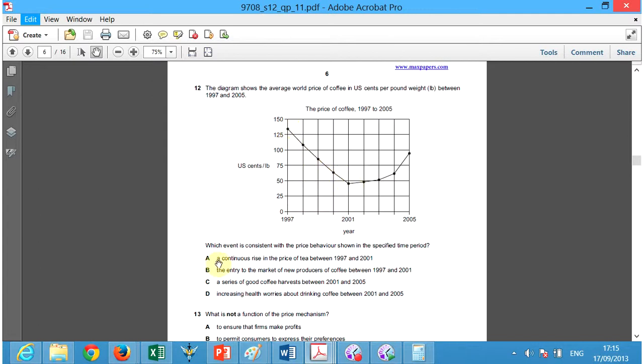Okay. C, a series of good coffee harvests between 2001 and 2005. Irrelevant. It's just saying that the price is going up. So that's not relevant. D, increasing health worries about drinking coffee between 2000 and 2005. Well, we can see that the price is going up. So that's not really relevant.